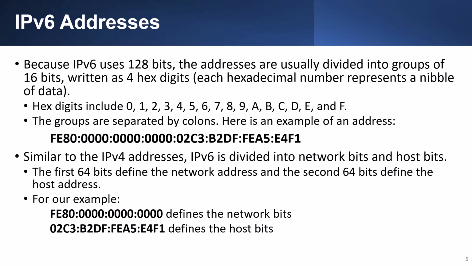Similar to IP version 4 addresses, IP version 6 is divided into network bits and host bits. The first 64 bits define the network address, and the second 64 bits define the host address. For our example, the first 16 hexadecimal digits define the network bits, and the last 16 hexadecimal digits define the host bits.